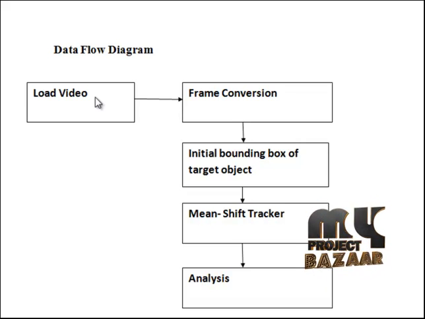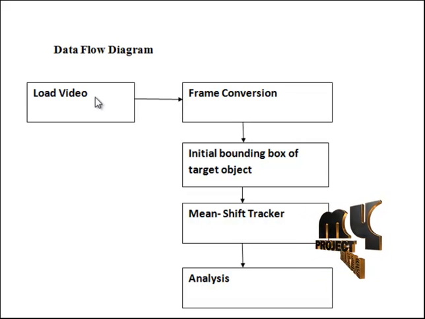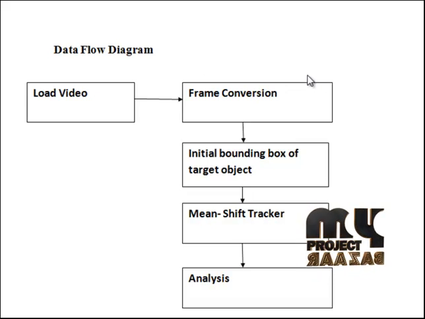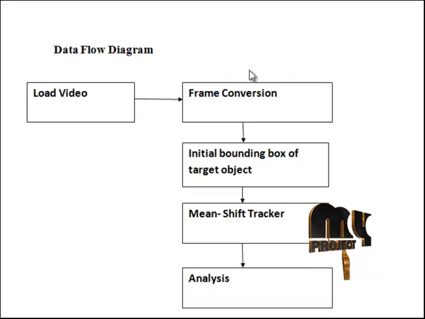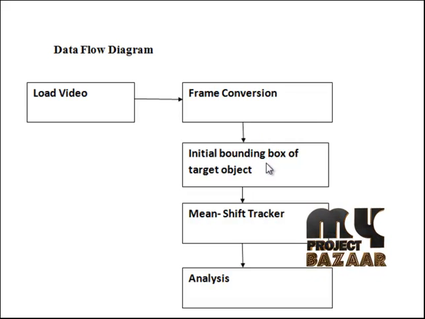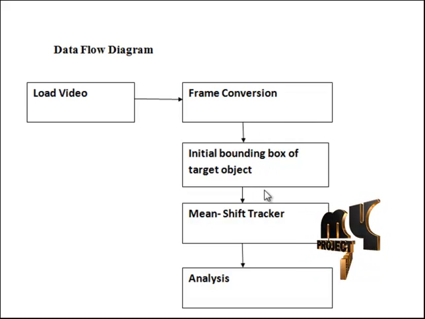The first frame has the index value 1. The second frame has the index value 2. The next one is frame conversion. In this module, the loaded video is converted into frames. The next one is the initial bounding box of the target object.